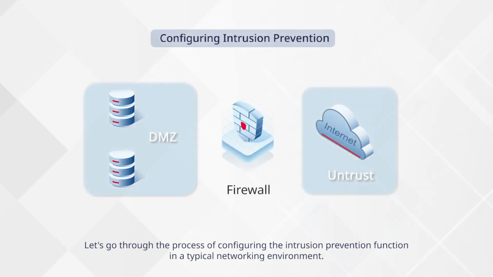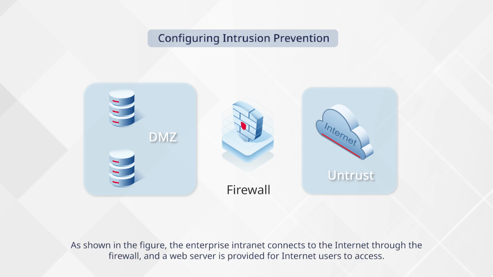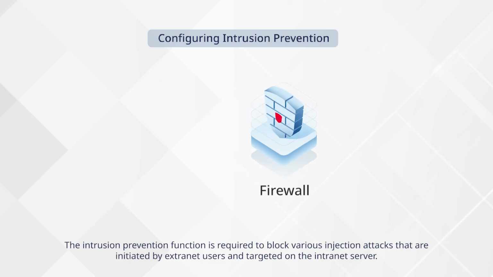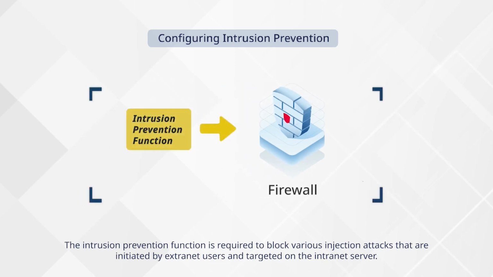Let's go through the process of configuring the intrusion prevention function in a typical networking environment. As shown in the figure, the enterprise intranet connects to the internet through the firewall, and a web server is provided for internet users to access. The intrusion prevention function is required to block various injection attacks that are initiated by extranet users and targeted on the intranet server.